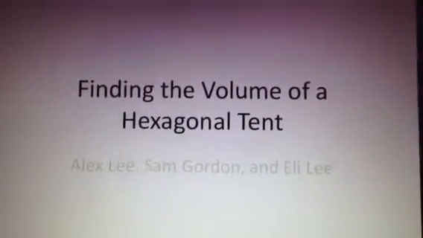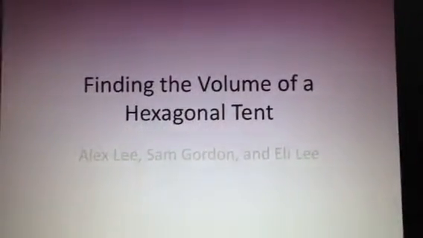Finding the volume of a hexagonal tent. Alex Lee, Sam Gordon, and Eli Lee.